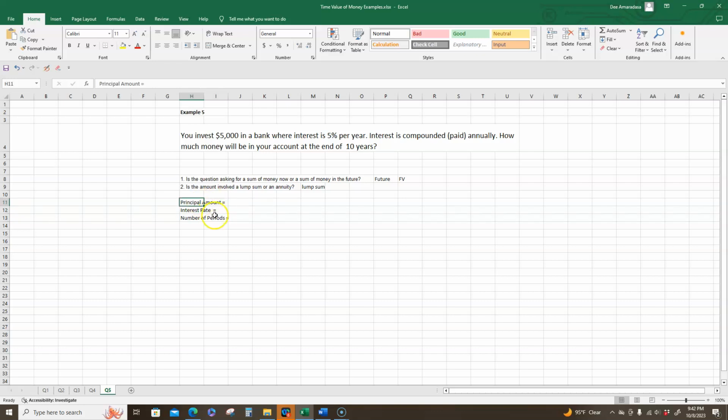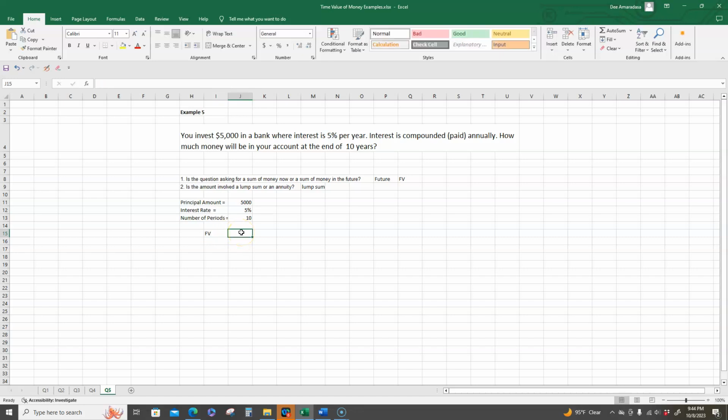Now let's look at the other factors. Principal amount is how much you're going to invest initially, which is $5,000. Interest rate: this is compounded annually, so we only need to put the annual rate, which is 5%. And then the number of periods, which is 10 years. Because interest is paid annually, the periods is 10 years. Now let's calculate the future value.